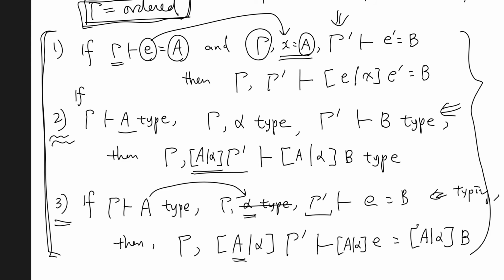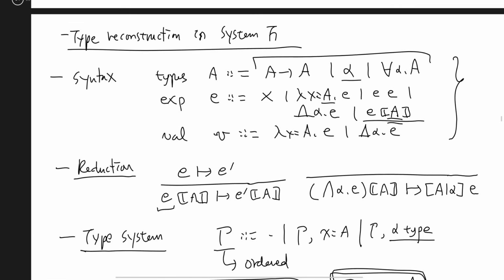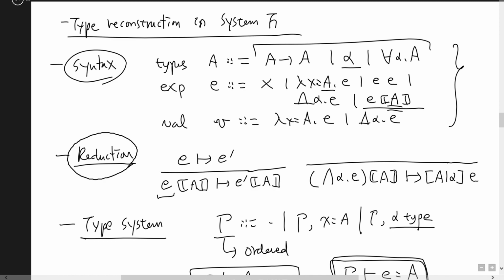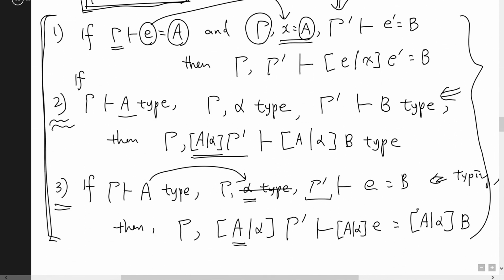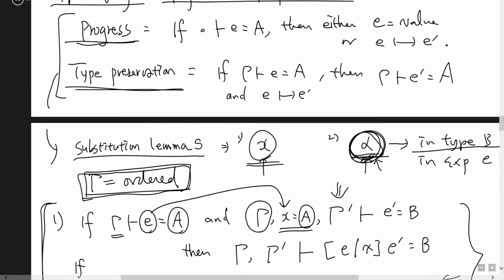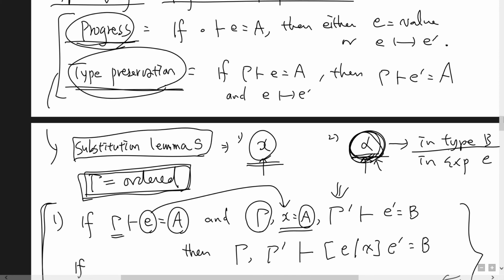This concludes the discussion of type safety, starting with the syntax, reduction rules, and type system of system F, and we have formulated type safety, progress, and type preservation with these three substitution lemmas. So I guess the key in the proof of this type safety actually lies in substitution lemmas. Substitution lemma is actually the gist of the whole proof.